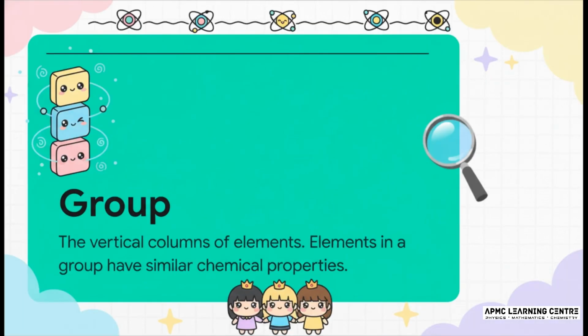And then you've got the groups. These are the vertical columns, the ones going up and down. If periods are the streets, then groups are kind of like the families living on those streets. And elements in the same family, well, they act alike. They have similar chemical personalities. And that's all because of the electrons in their outermost shell. And trust me, those electrons, they're the real MVPs here.